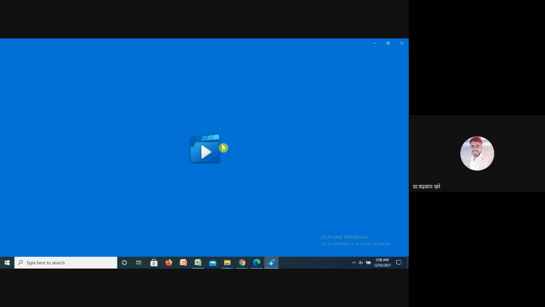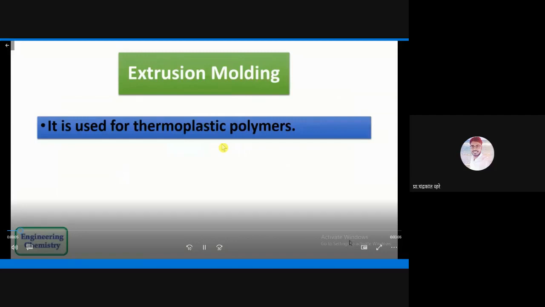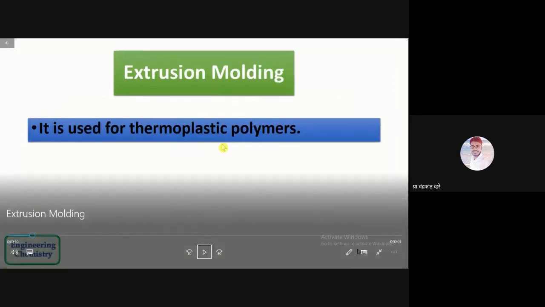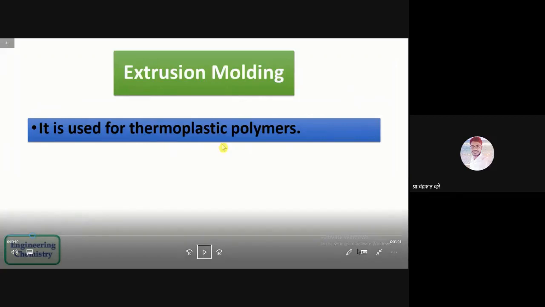Let us see the extrusion molding. In the last video we covered injection molding. Now see extrusion molding. The process is similar, but the application is different. Extrusion molding is mostly used for wire insulation. Everyone uses electrical wire insulation at home. The insulation over that wire that you observe is formed or made using the extrusion molding process.